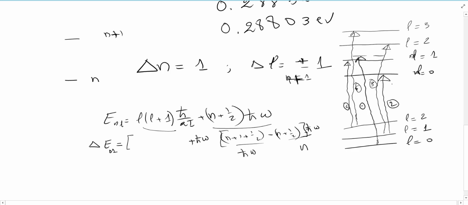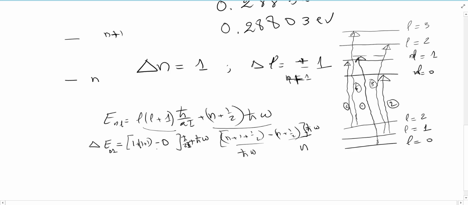The final state is 1. So we're looking at this one. Okay, the final state is 1, so it's going to be 1 plus 1 times 1 plus 1 times ħ over 2I, which I'm going to take as a common factor, ħ over 2I. And minus the initial one, which is 0, of course, times 0 plus 1, which is 0.